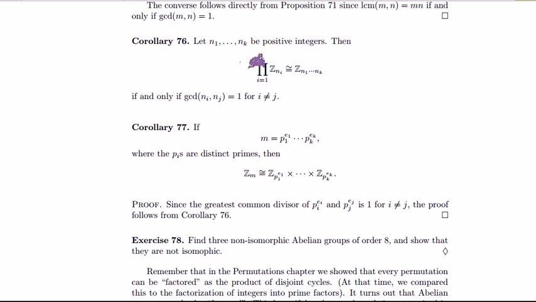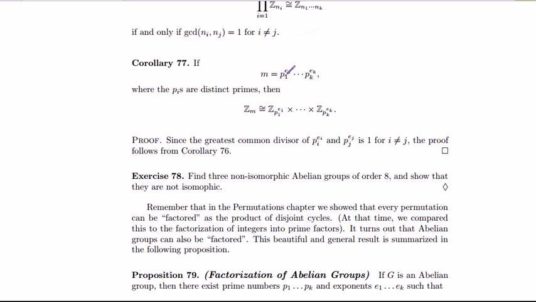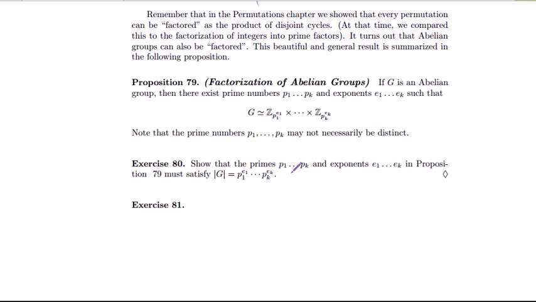Okay, so we do the same thing with multiple products of integers of different moduli. And we can actually do the same thing for primes. It's a special case of the previous result. And what happens is that now we get a very beautiful result for abelian groups.